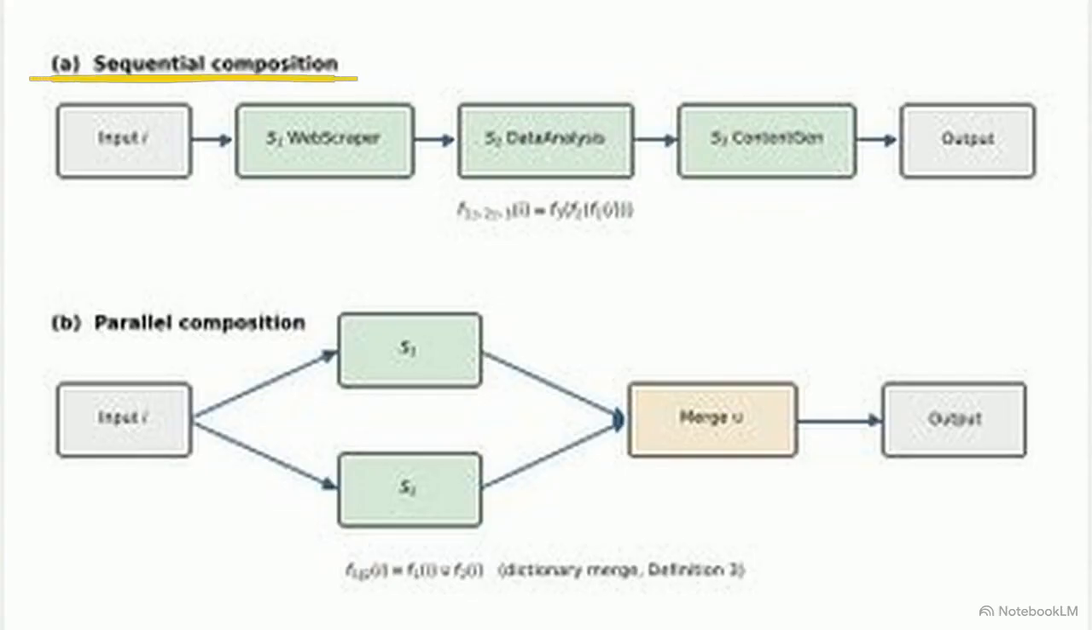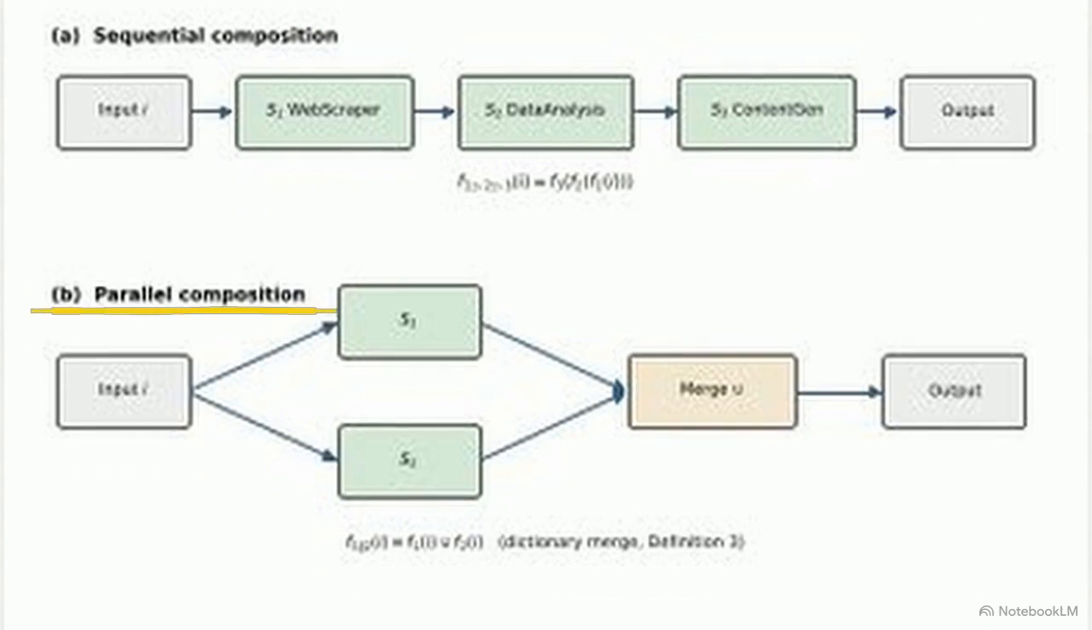This diagram shows sequential composition. One skill's output is passed directly as input for the next. A URL flows into a web scraper, scraped text to a data analyzer, and analyzed statistics to a content generator, emerging as a final summary.